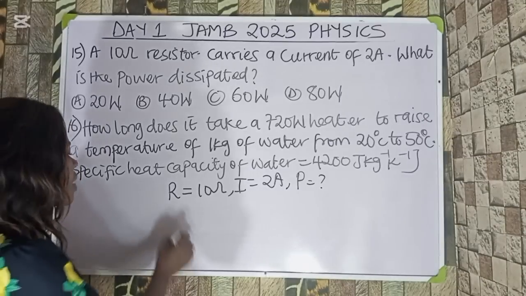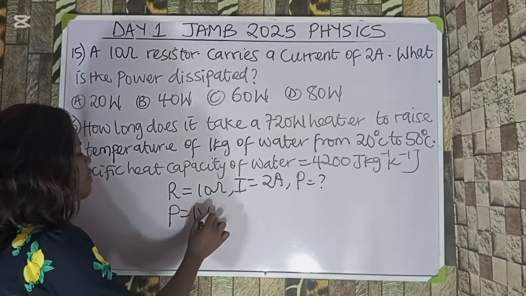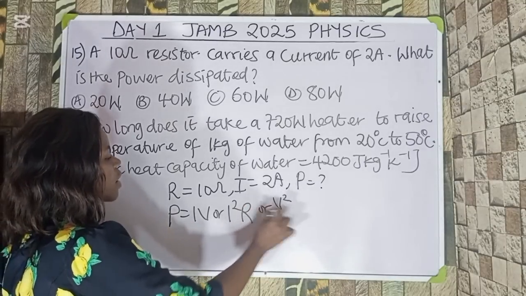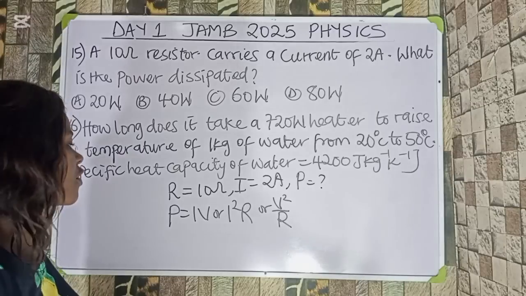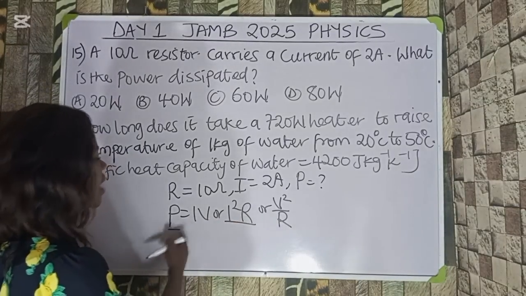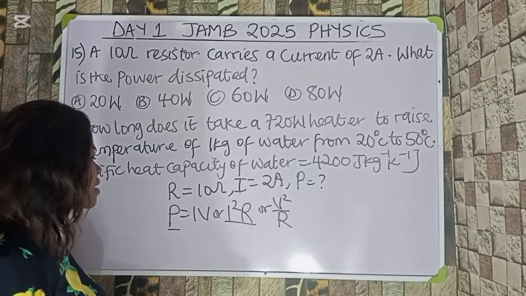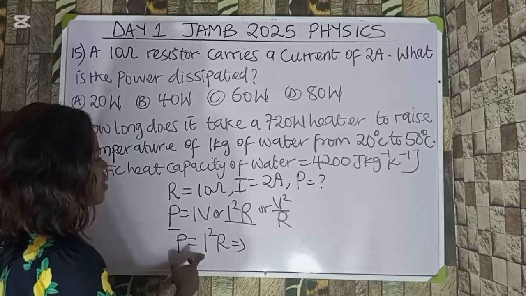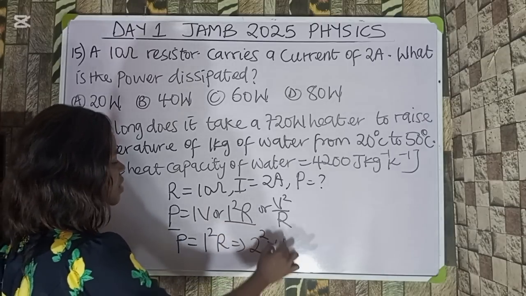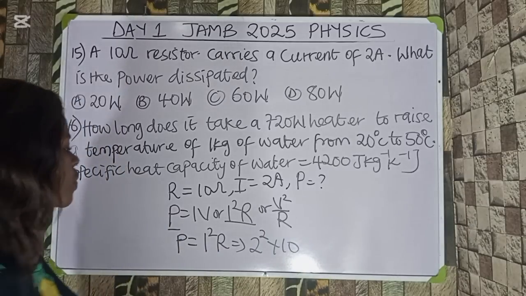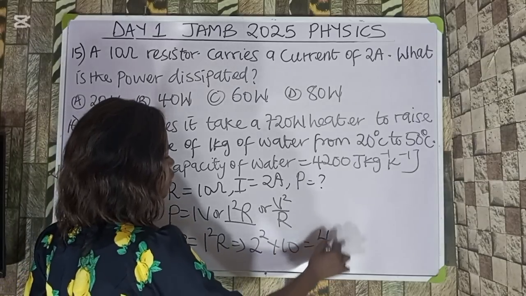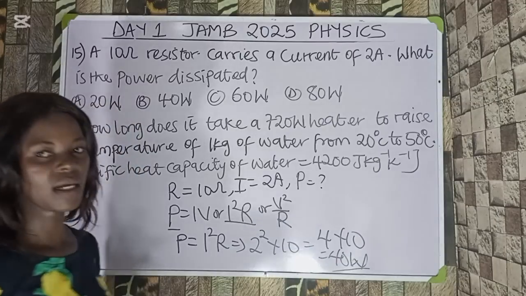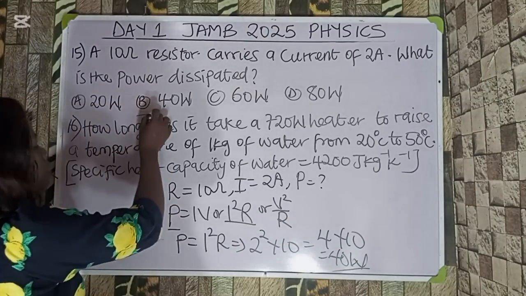The formula for power, remember, is power equals IV, or I squared R, or V squared over R. For us to solve this, the particular parameter we have is I, so P equals I squared R. Let's work it out: my P is equal to I squared R. What is my I? That is 2. So that is 2 squared times 10. 2 squared is 4, and 4 times 10 is 40 watts. Is that clear? So the correct option is option B.